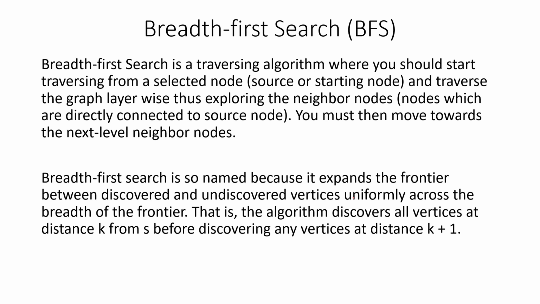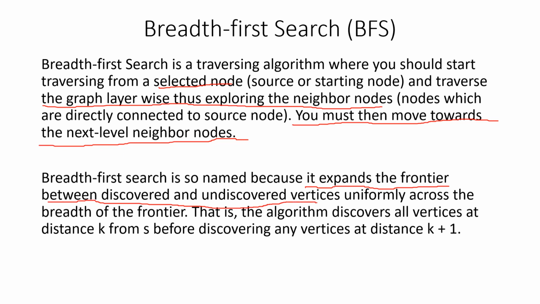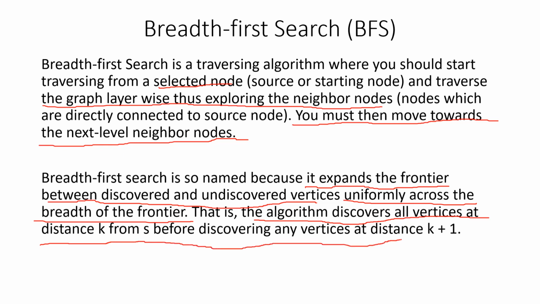Breadth-First Search is a traversing algorithm where you start traversing from a selected node and traverse the graph layer-wise, exploring the neighbor nodes. You must then move towards the next layer of neighbor nodes. BFS is named because it expands the frontier between discovered and undiscovered vertices uniformly across the breadth of the frontier. So the algorithm discovers all the vertices at distance k from S before discovering any vertices at distance k plus 1.